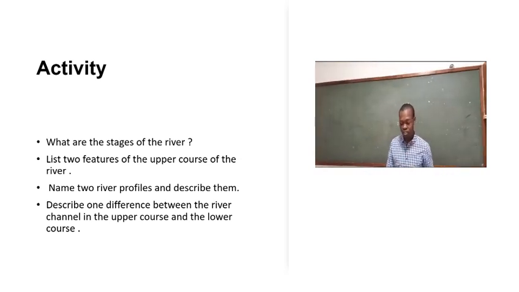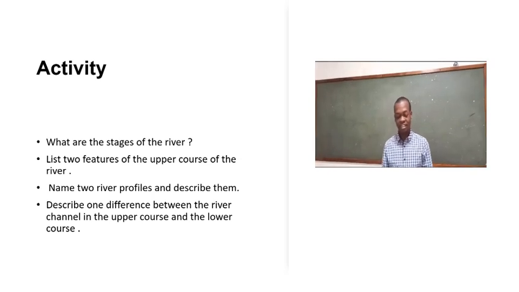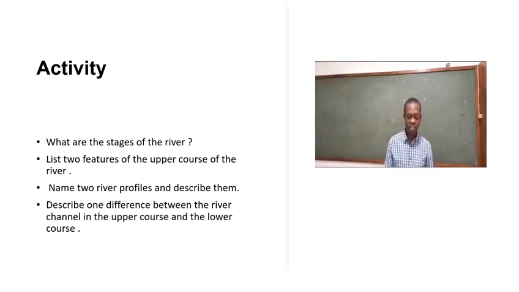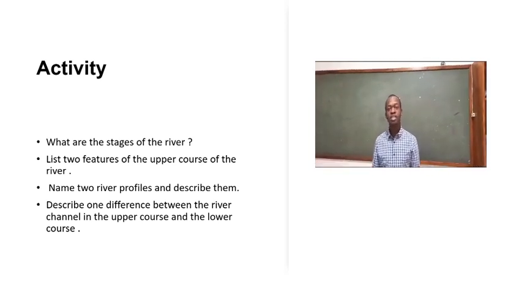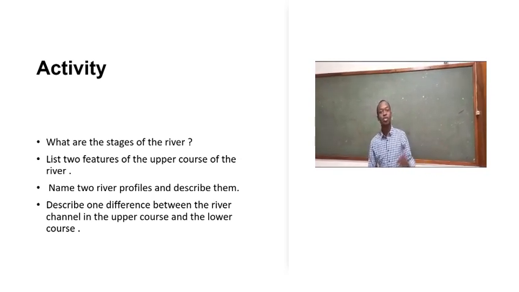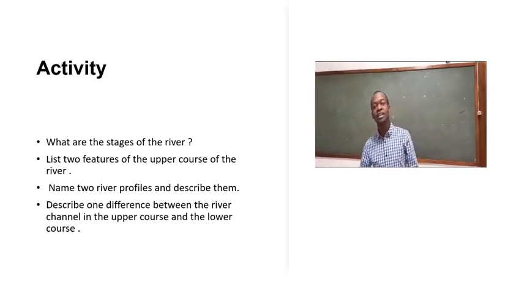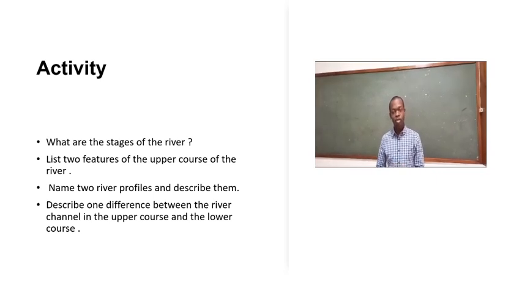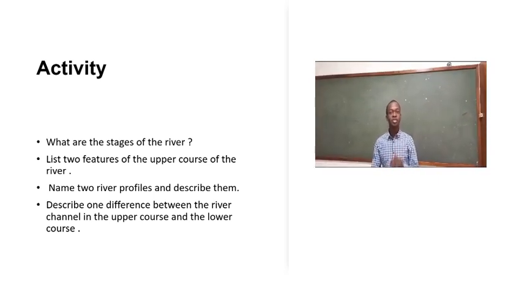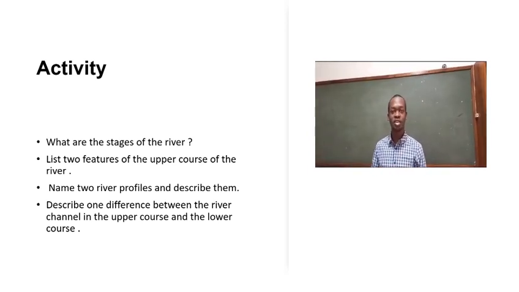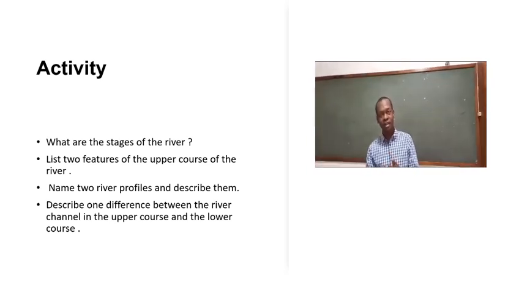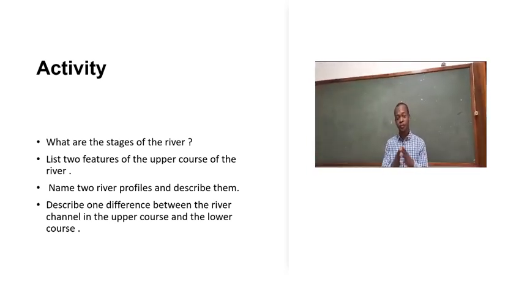So the last question says describe one difference between the river channel in the upper course and the river channel in the lower course. So this is where you're going to explain to us whether the river channel in the lower course is wider or deeper than the one in the upper course. You just have to tell us the difference between the two, and your answers can also be written in our comment, and we're going to assist you if you got any answers wrong.